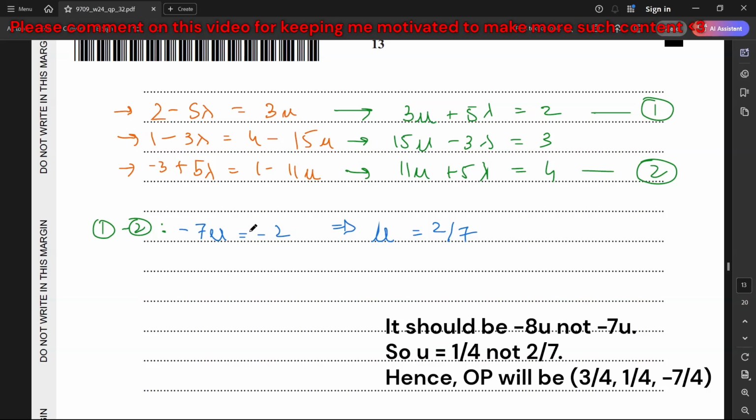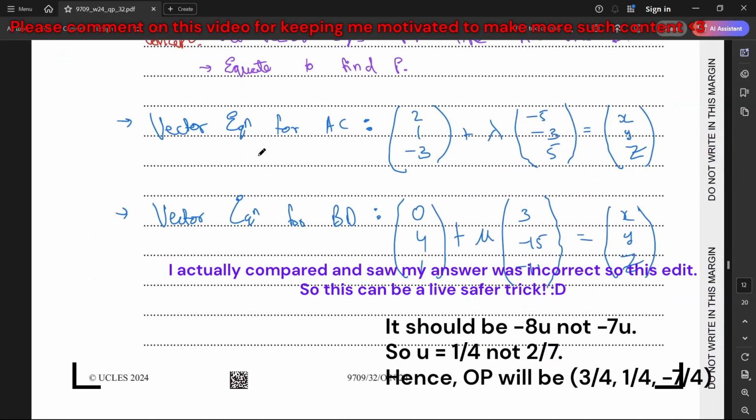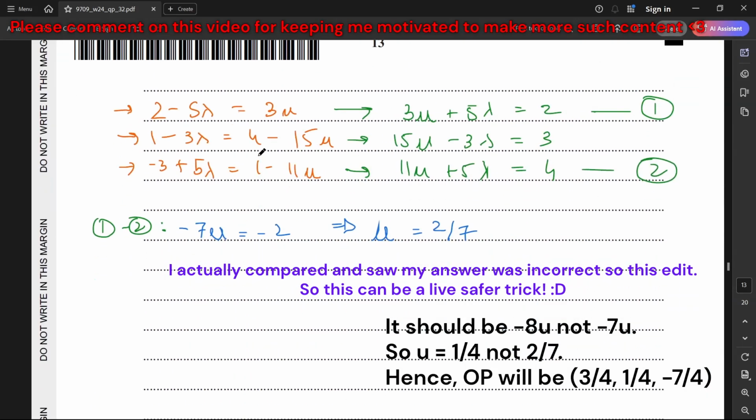And if you want to check whether your answer is correct, you can get the value of lambda, put it in, and see if it gives what you got for mu. If it is equal, then you are 100% sure your answer is correct. But if you trust your process and are very confident with your algebra in solving this kind of equations, then you don't even need to compare it.